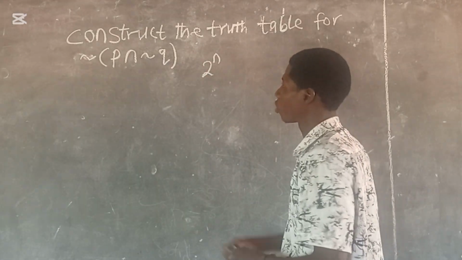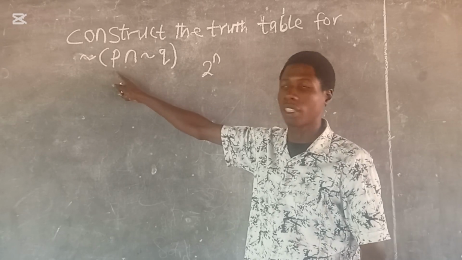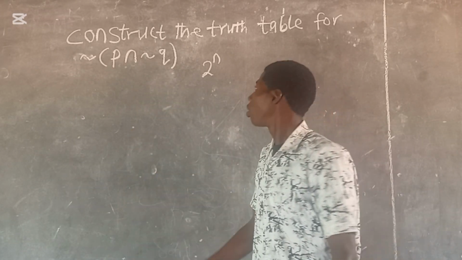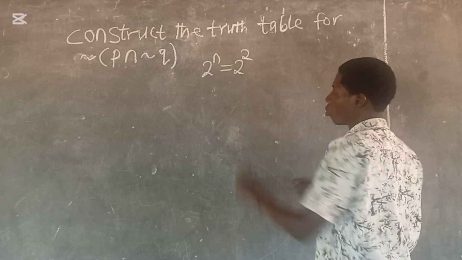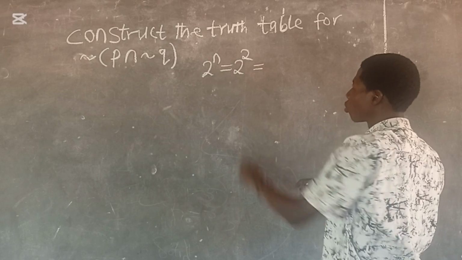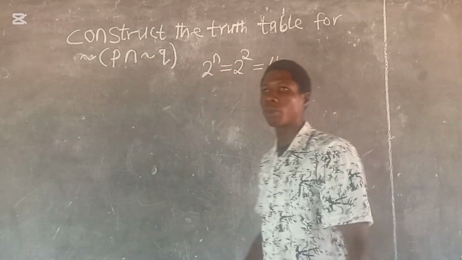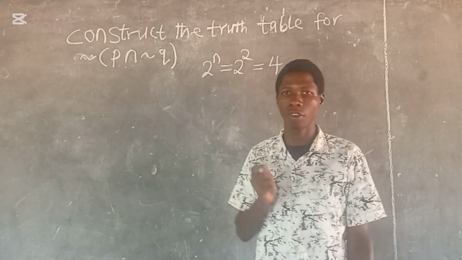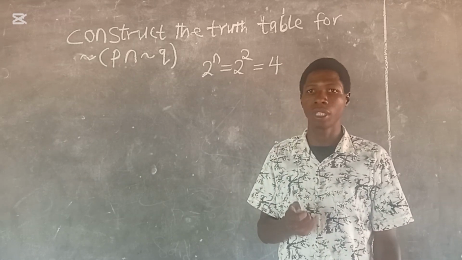Now go back to your question. This is the question they gave to us. Count the number of alphabets that are here. You can see that we have P and we have Q. Meaning here our formula is going to be 2 raised to 2 because we have only P and Q. And at the end of the day, 2 raised to 2 is equal to 4. That means the total number of rows of the table that we are going to have is 4. Okay, let's move on to draw our table.